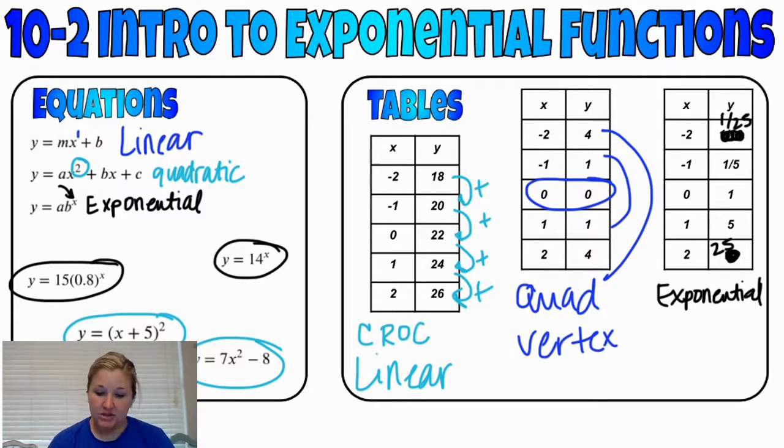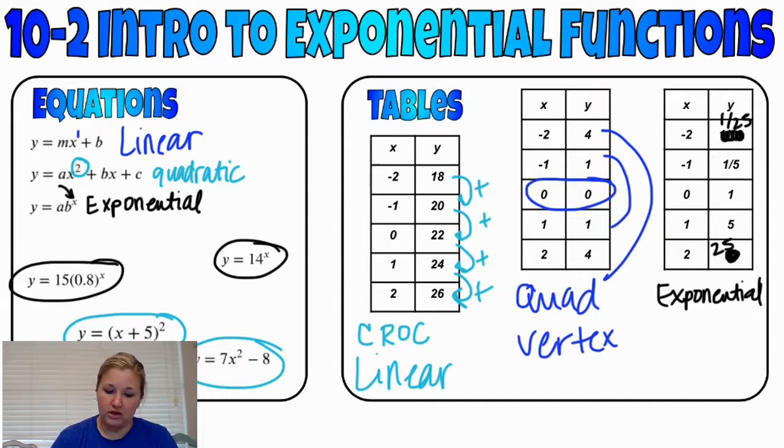And then, so I have 1/25 and 1/5, 1, 5, and then 25. So the pattern that you're looking for here is a multiplication piece there, whereas for linear, we're looking to add. For exponential, we're going to look to multiply. Now, the two fraction pieces there might be a little bit more difficult to find the multiplication piece.